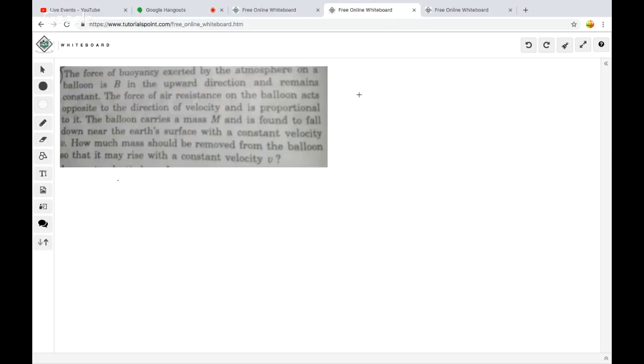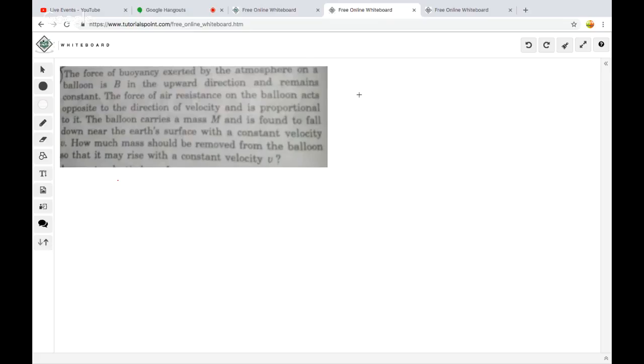Okay, so you can see the question on your screen. Let us first read it. The force of buoyancy exerted by the atmosphere on a balloon is B in the upward direction. So of course, the force of buoyancy will be in the upward direction, and it remains constant. The force of air resistance on the balloon acts opposite to the direction of velocity, and is proportional to it.